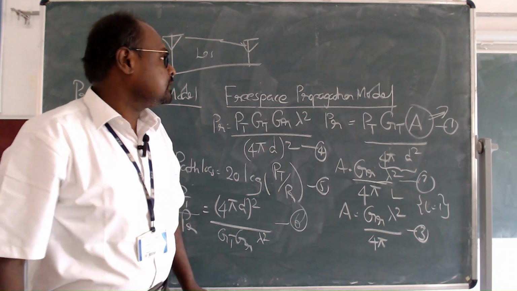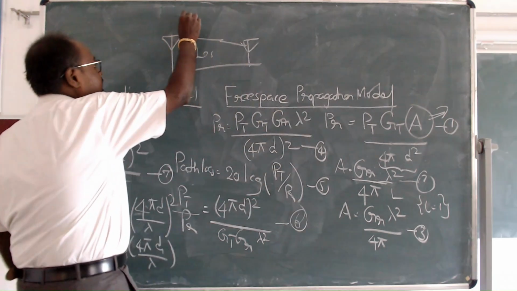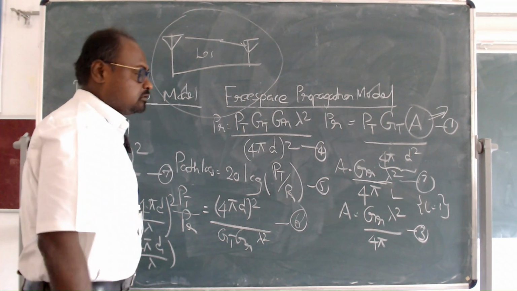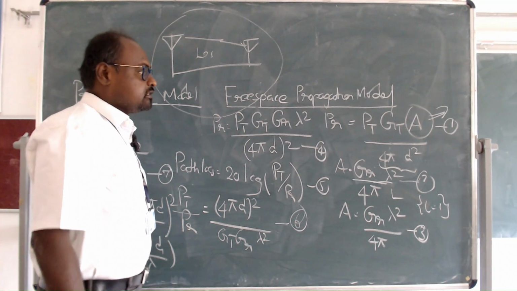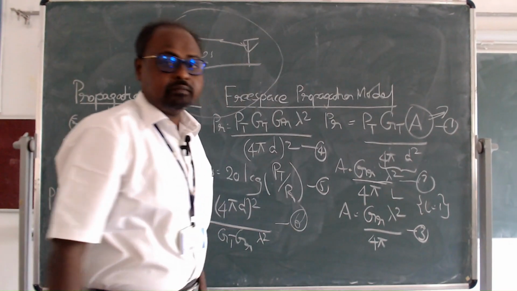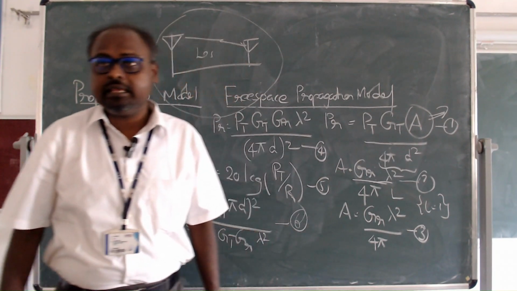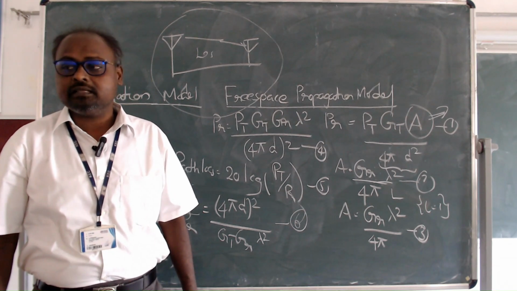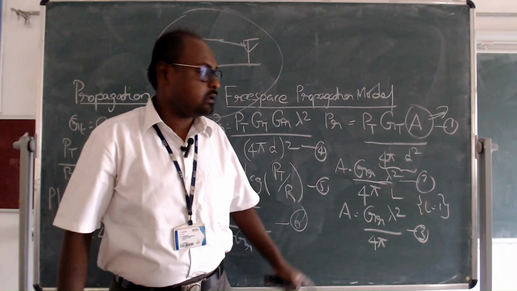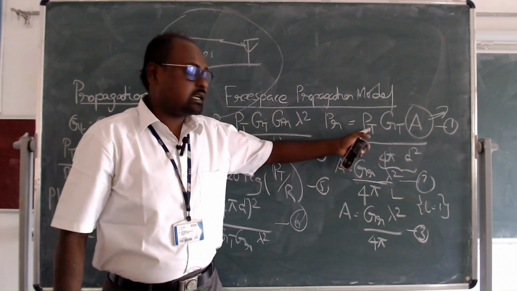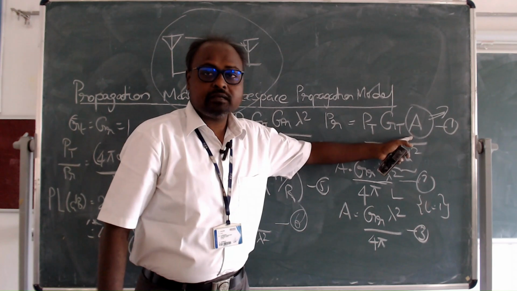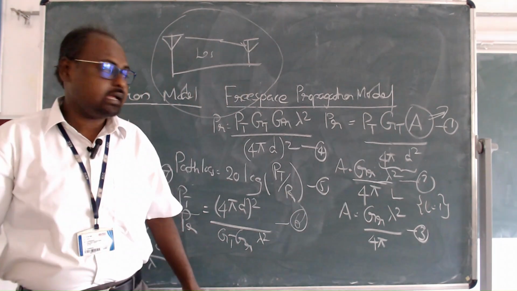We consider the coverage area of the transmitter in a spherical form. Spherical form means the area of the sphere is 4 pi r square. Instead of r, I am replacing r with d, where d is the distance between the transmitter and the receiver. So this equation became 4 pi d square, and the received power equals the transmitting power multiplied by the gain of the transmitter and A. Here A represents the receiver's effective area, not the transmitter.